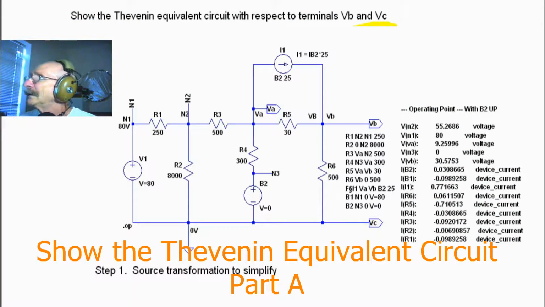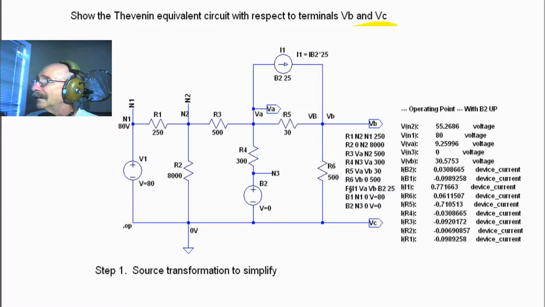In this problem, the task is to show the Thevenin equivalent circuit with respect to terminals VB and VC. So we want to develop a Thevenin equivalent circuit between these terminals right here. Here is VB and here is VC.